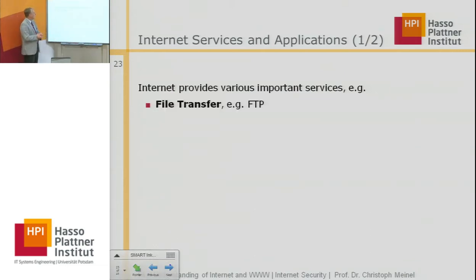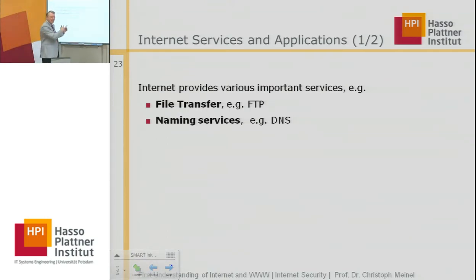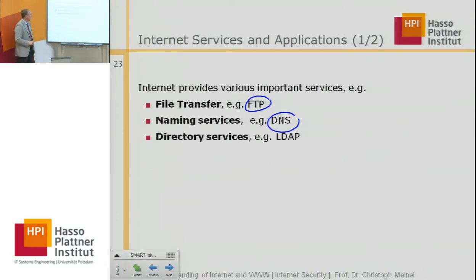The internet provides a lot of important services. You know them all. There is file transfer. The protocol in the application layer that makes such file transfer possible is the FTP protocol. We have the naming service. In the internet, not only the IP addresses, these couples of numbers, can be used, but also names can be used. And to interconnect these IP addresses with the domain names, this is organized by the naming service and the protocol that makes this possible. It's DNS, the Domain Name Service protocol.